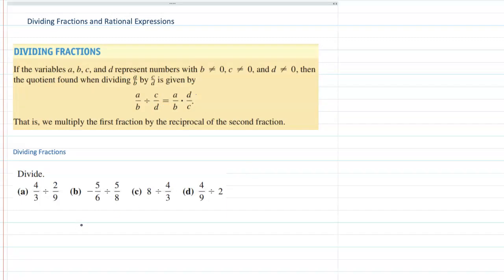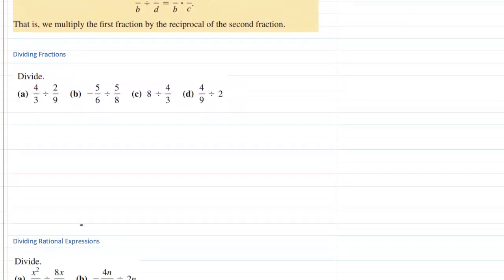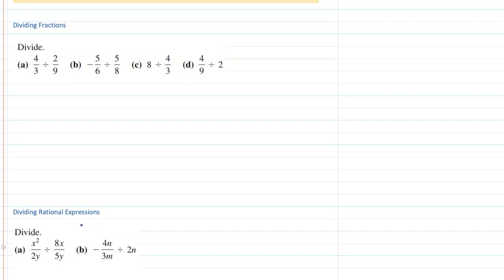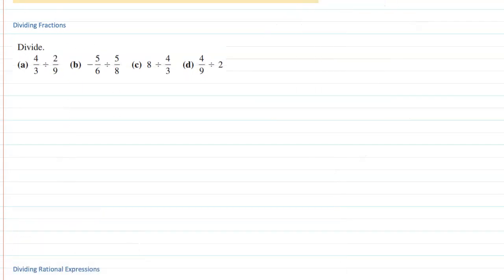All right, so the first one is, let me insert some space here. The first one is 4/3 divided by 2/9, which means 4/3 times 9/2. So you're going to take this and flip it over and get 9/2. All right, so now we can simplify. So I'm going to rewrite this as simplified.